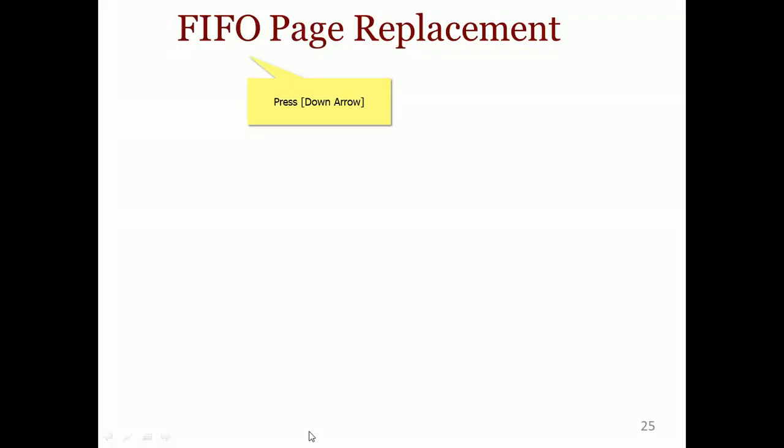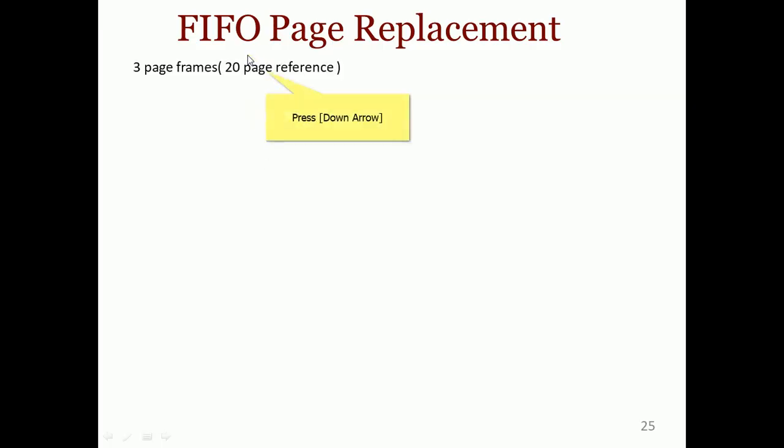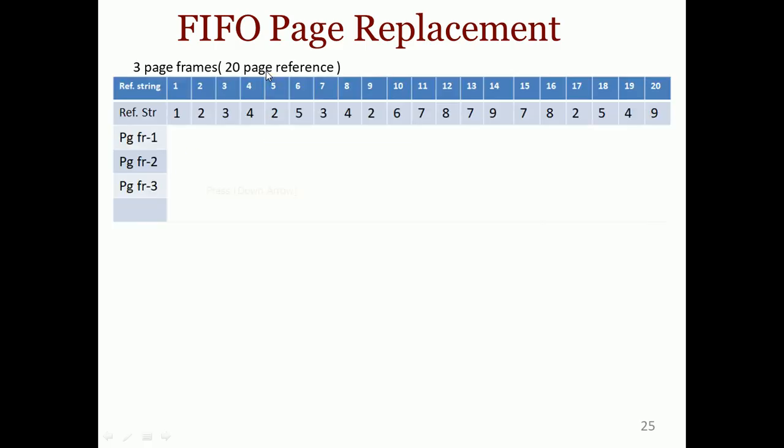In that direction let us see one example, that is page replacement via the first in first out algorithm. Here you can consider 3 page frames and a string of 20 page references. So in this example 3 page frames are there, and 20 page references are given here. Let us see, in that case the 20 pages appear in this sequence.